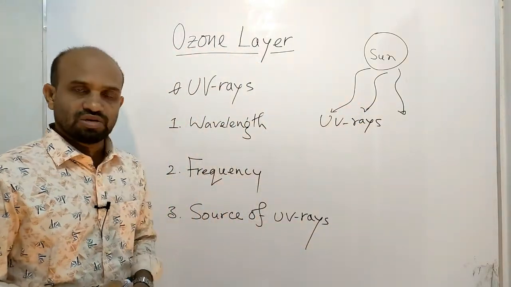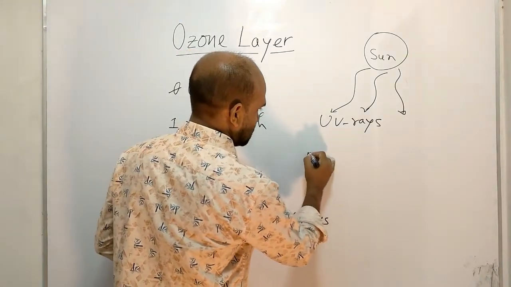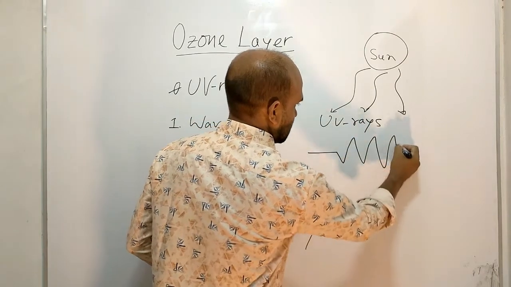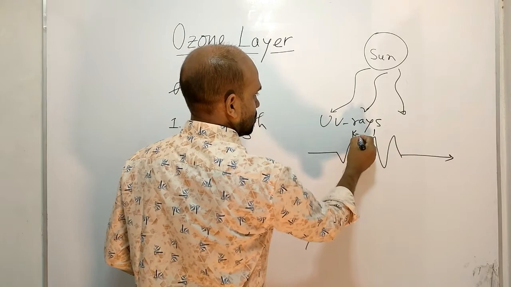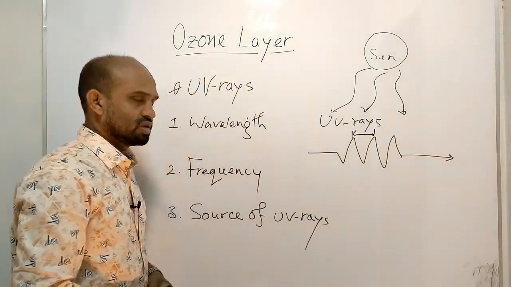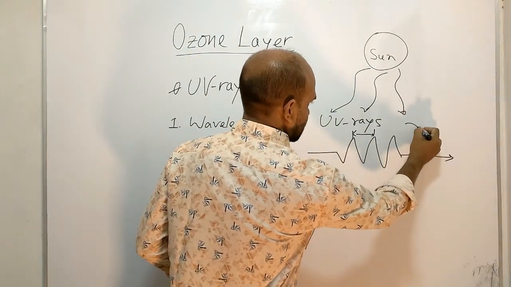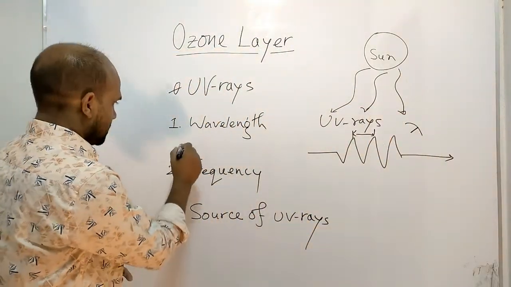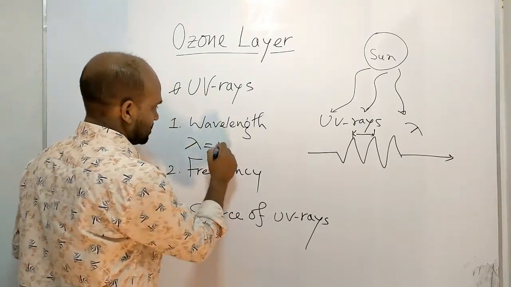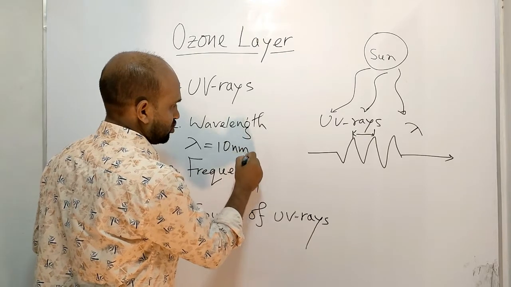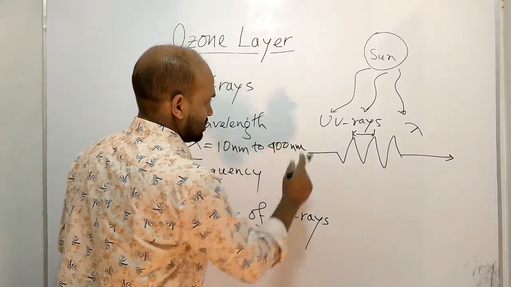Now let's see what is its wavelength. Rays propagate like this, and the distance between two peaks is called wavelength, and it is denoted by lambda. Wavelength, that means lambda, is equal to 10 nanometers to 400 nanometers.